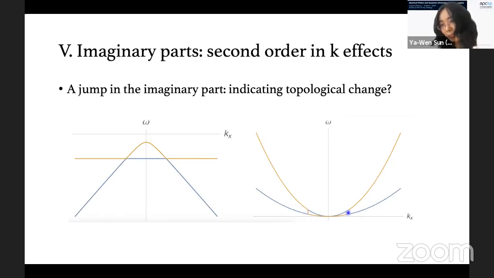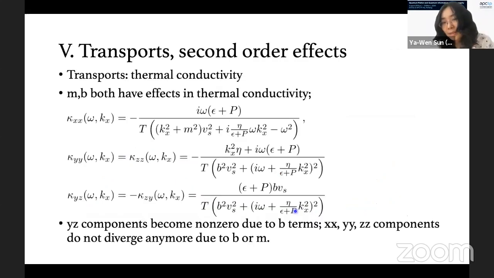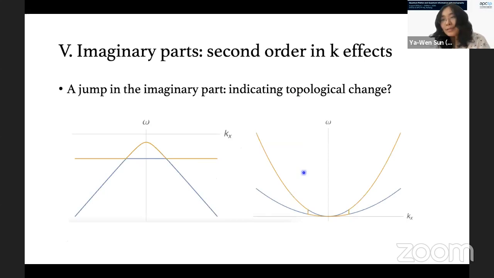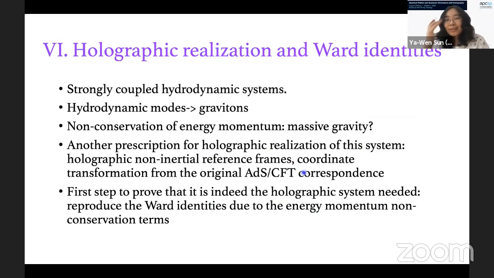The imaginary part is not continuous, and the states are not continuous. They are orthogonal to each other. So this is very consistent with the calculation of topological invariance. And also this holographic realization.